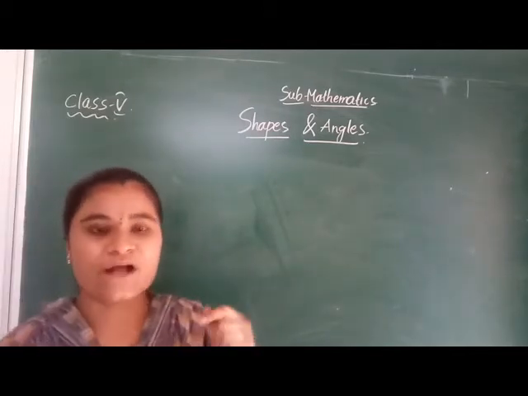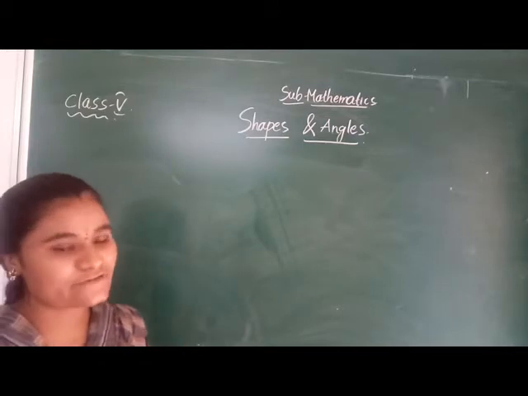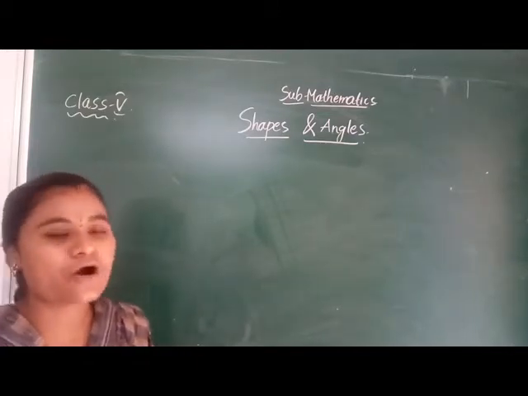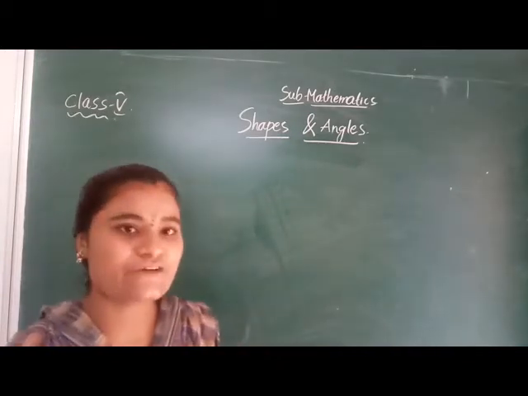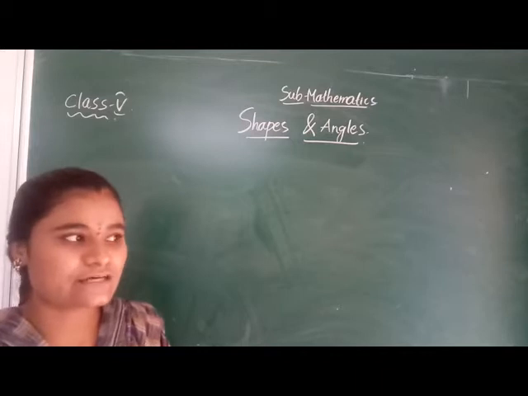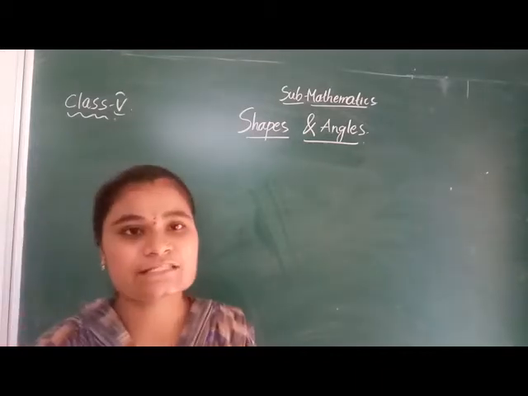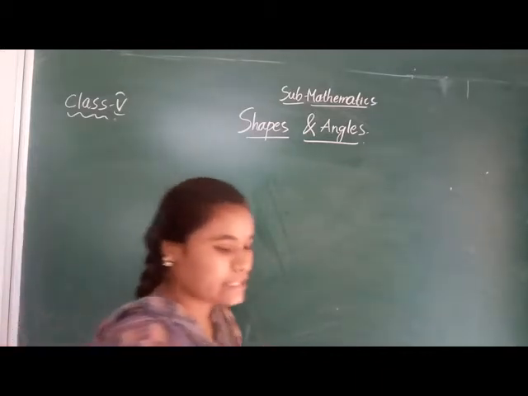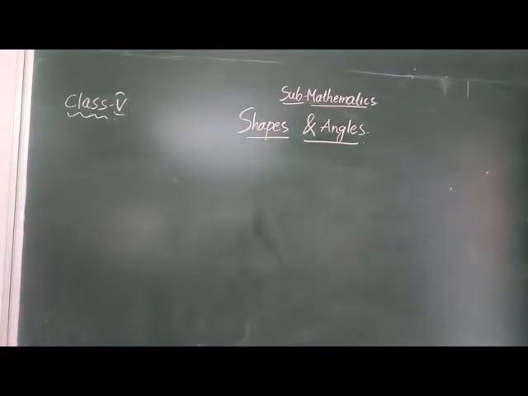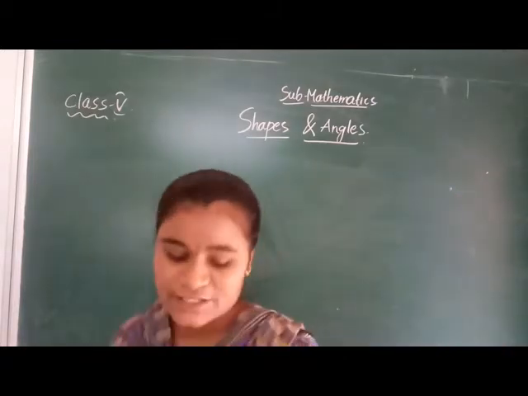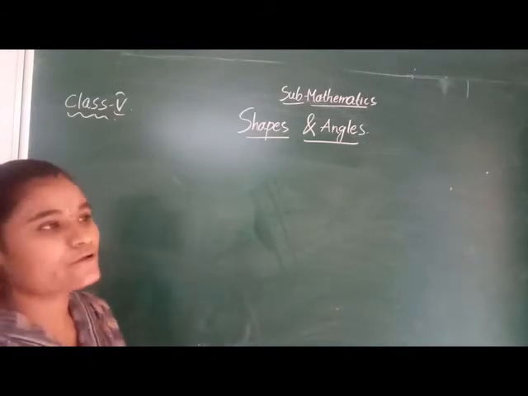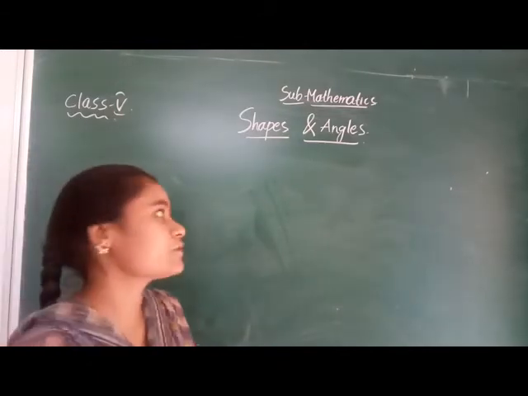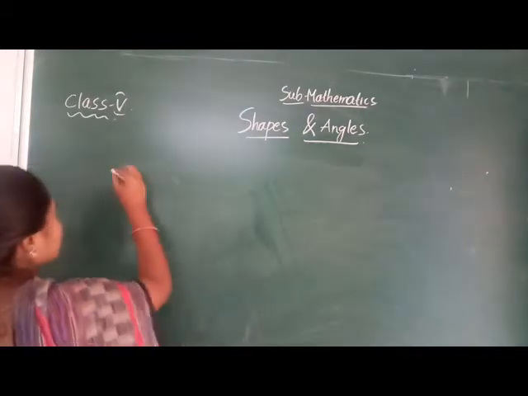Cone: it has one flat face, one curved surface, and only one corner. Next is cylinder. It has 2 flat faces, one curved surface, 2 curved edges, and the 2 flat faces are circular. Last one is sphere. A sphere has a curved surface, no sides, no faces, and no edges. Okay.